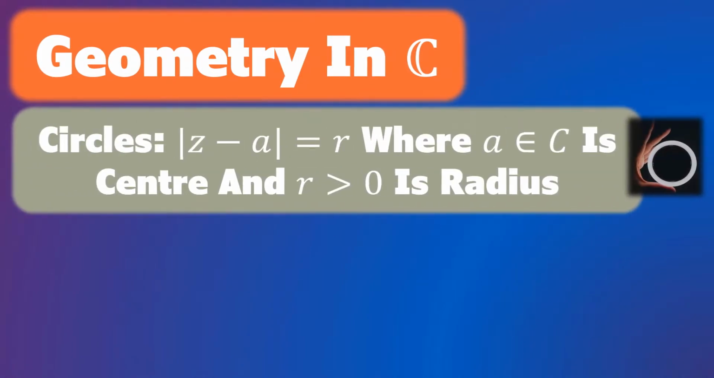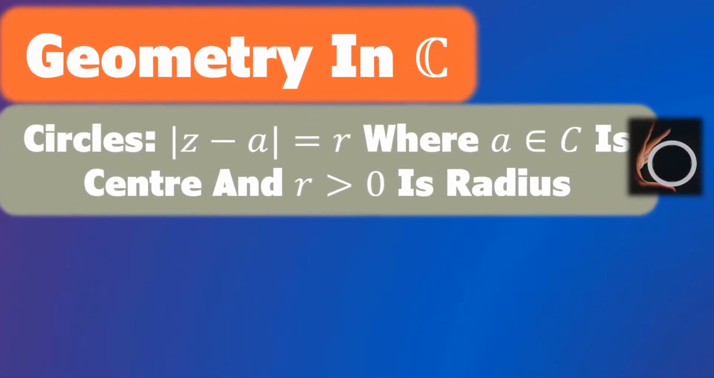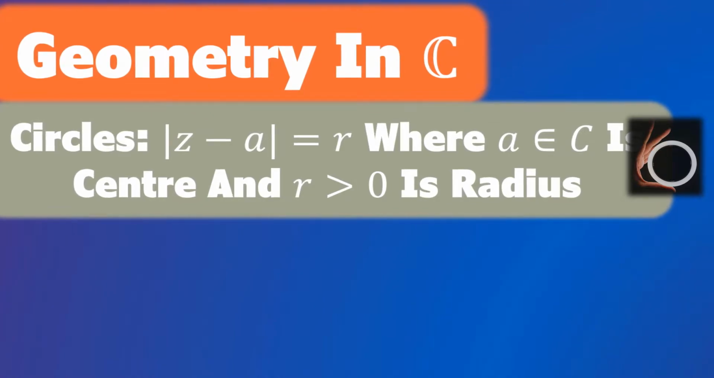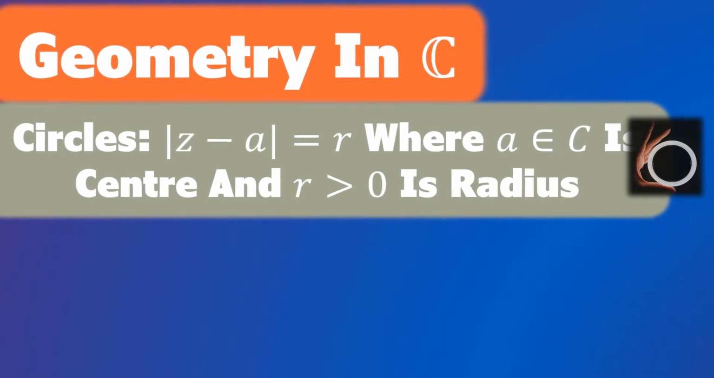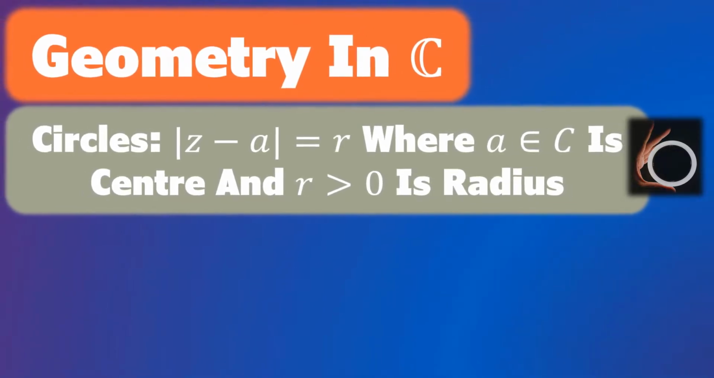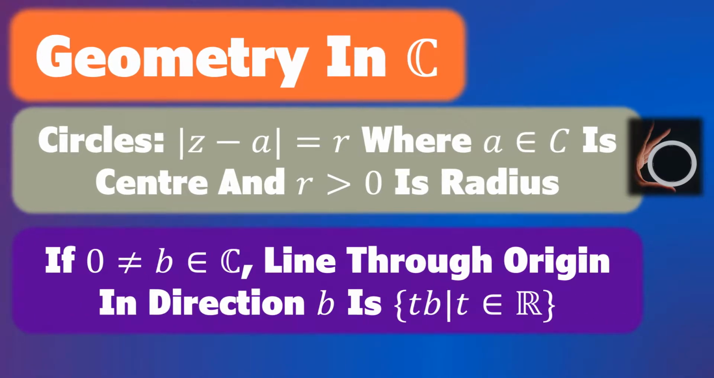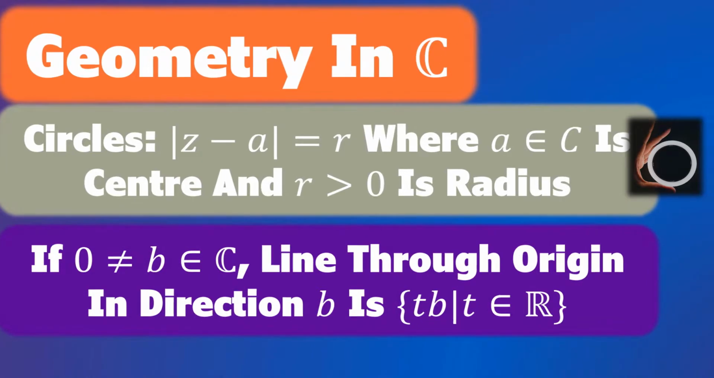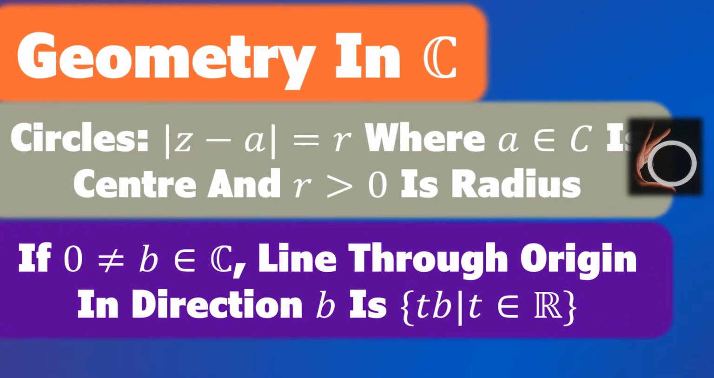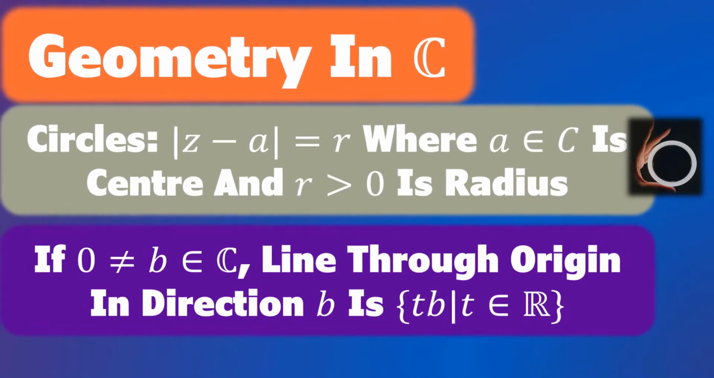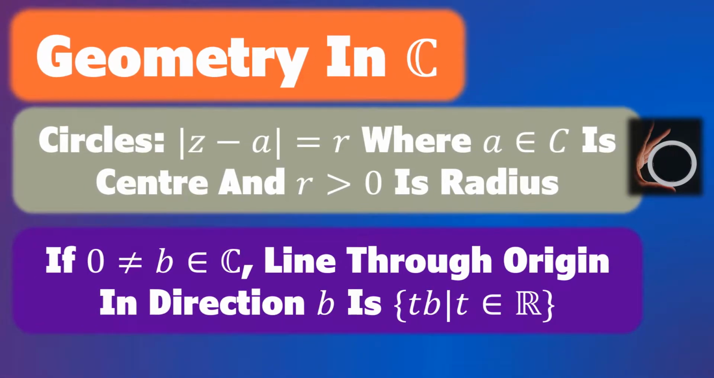Now let's move on to geometry in the complex plane. Circles are given by the equation the modulus of z minus a equals r, where a is a complex number that is the centre of the circle and r is greater than 0 and is the radius. If b is a complex number not equal to 0, then the line through the origin in the direction of b is the set of all points of the form tb, where t is a real number.